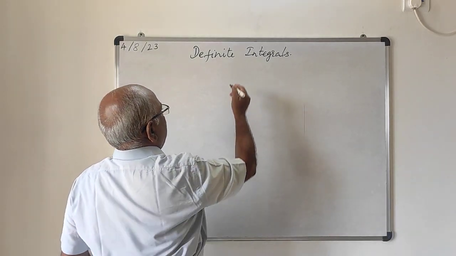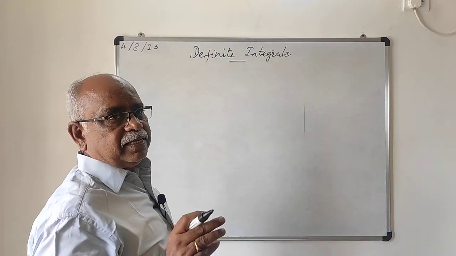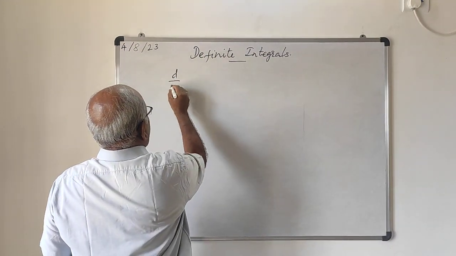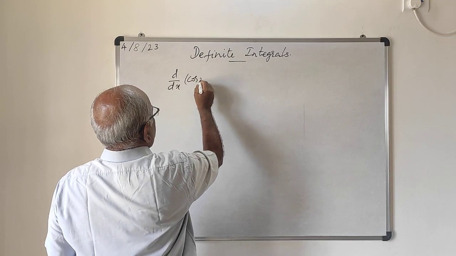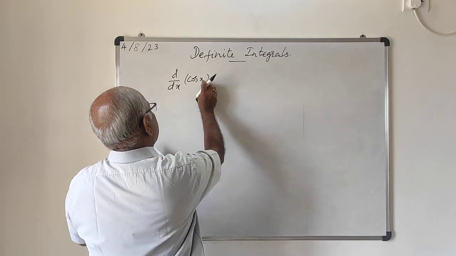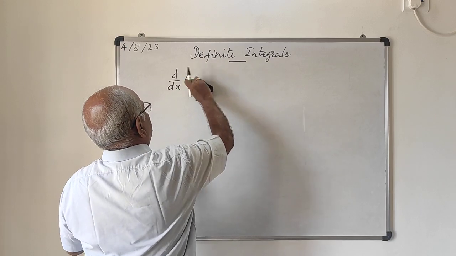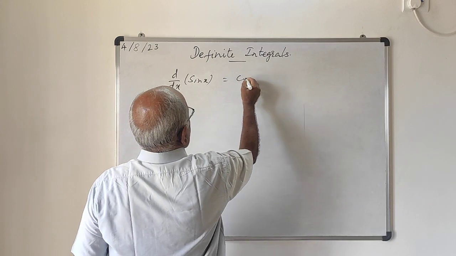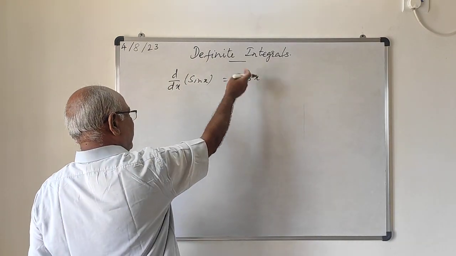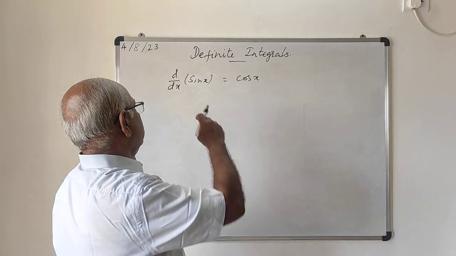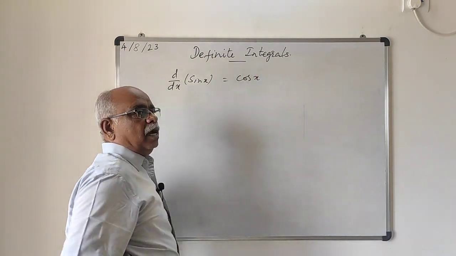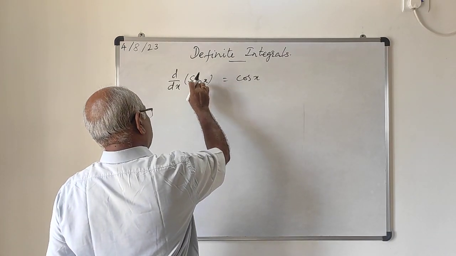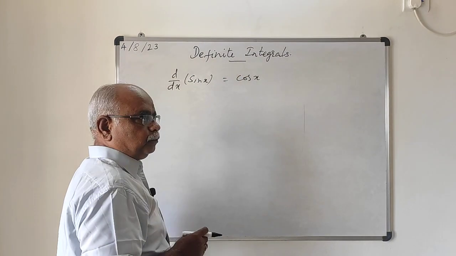When I introduced the topic of integrals, I told you that integration is the reverse process of differentiation. The derivative of sin x is cos x. If you take cos x, its derivative is minus sin x. So I want the positive sign, therefore I am taking the derivative of sin x, which is cos x.